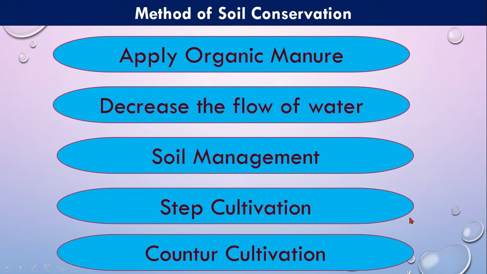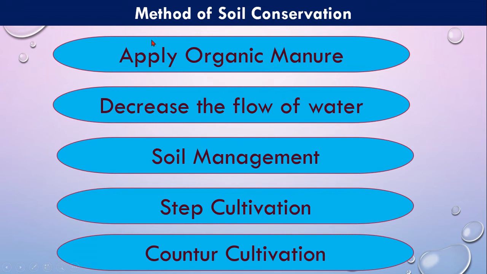And the last one is contour cultivation. Contour cultivation means in the hilly area, cultivating the crops across the line is called contour. It is a kind of step cultivation as well, but this is another method because we have to cultivate the crop across the line. So this is all about the methods of soil conservation. If we apply all these methods, then we can conserve the soil very easily.